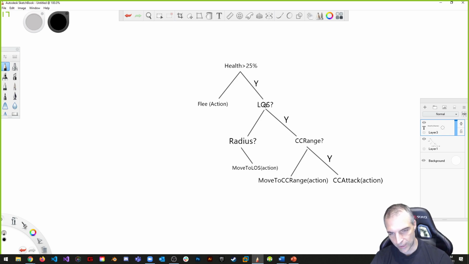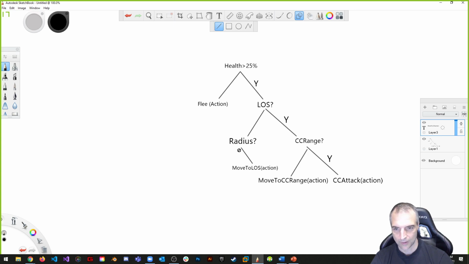No, I don't have line of sight, but the player is in my radius. Well, then move to line of sight so I can see them, right? Otherwise, if I don't have line of sight and I'm not in my radius, what do I do? Patrol. Continue with what I'm doing, right? That's what I do. If I haven't done this already, now there's a problem here. Okay, keep doing what you're doing.